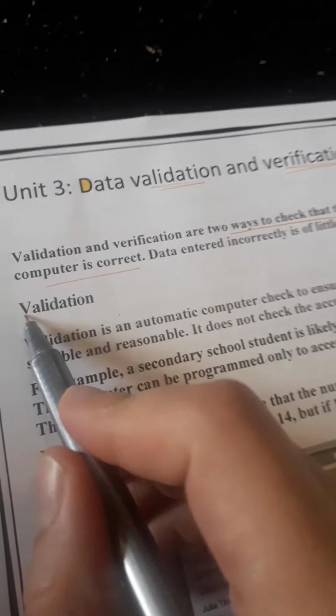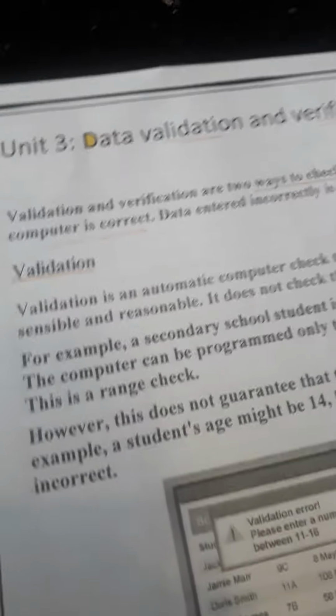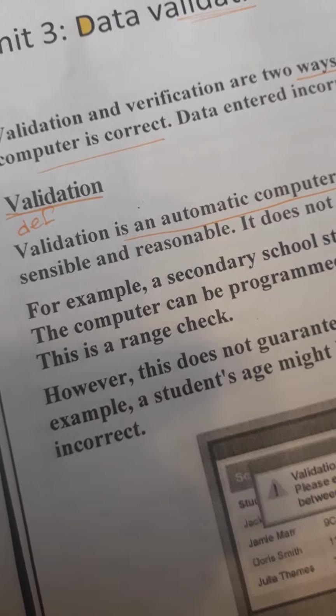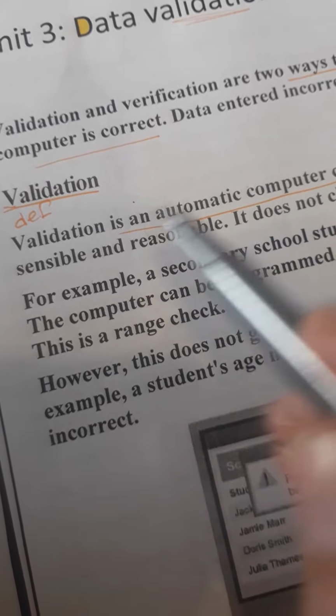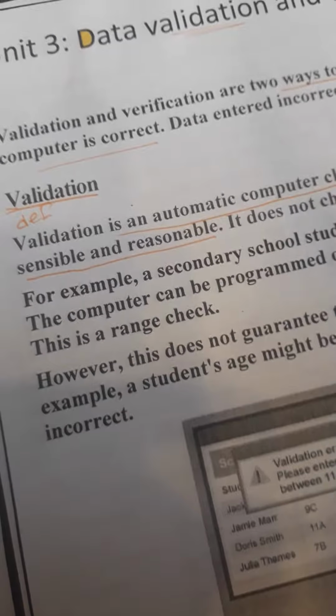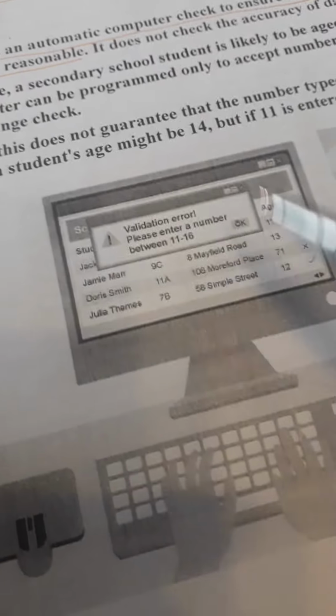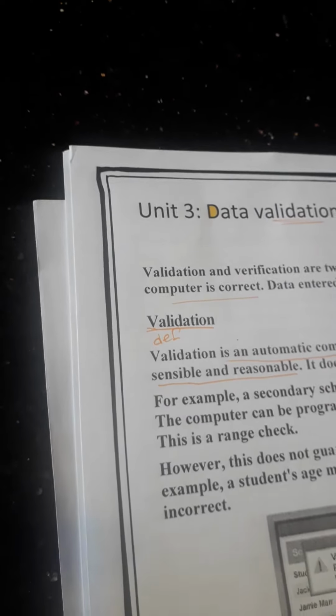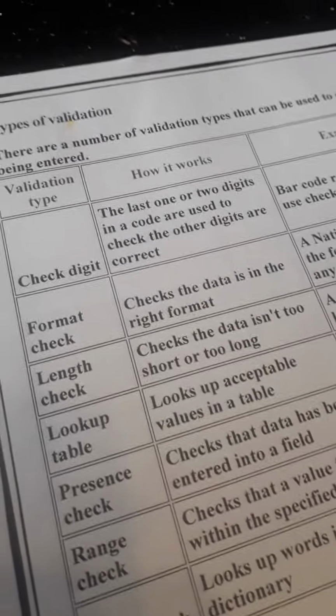Now, validation. What is validation? The definition here is an automatic computer check to ensure that the data entered is sensible and reasonable. Now, here is the example like what I showed you in my computer. Now let's go to page 18 and see the types of validation.